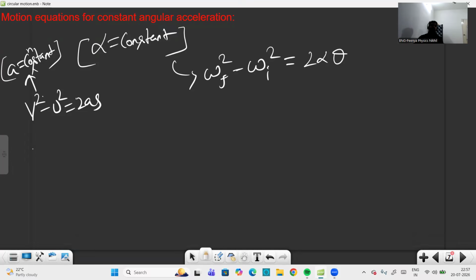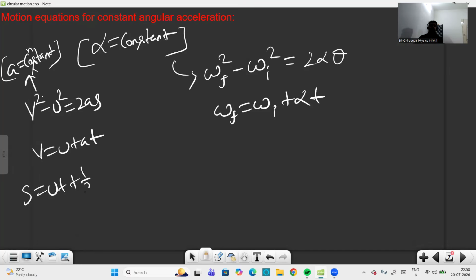In the same way, we can write v equals u plus at. Here v was the final velocity, u was the initial velocity, and a is the linear acceleration. In the same way, final angular velocity is omega f equals omega initial plus alpha t. Similarly, s equals ut plus half at square becomes theta equals omega initial into t plus half alpha t square.